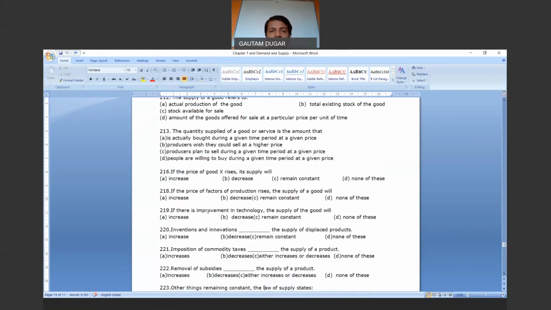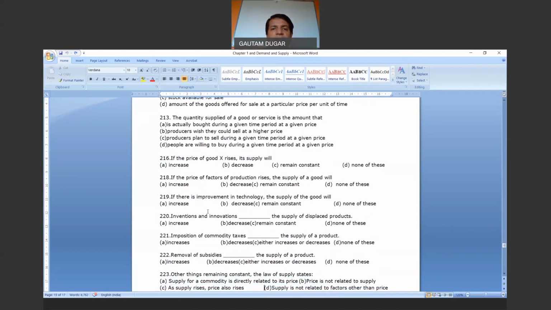213 basically. The quantity supplied of a good or service is the amount that producers plan to sell during a given time period at a given price. Option C. 213 is option C. 2016. If the price of X increases, supply will obviously increase. Option A.